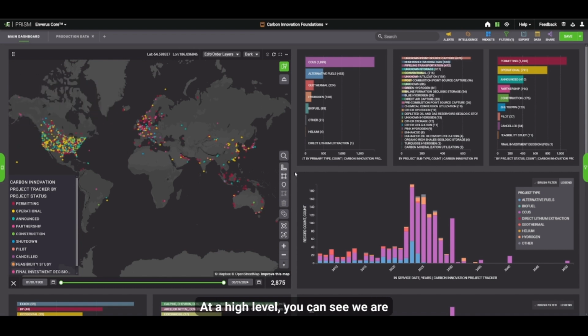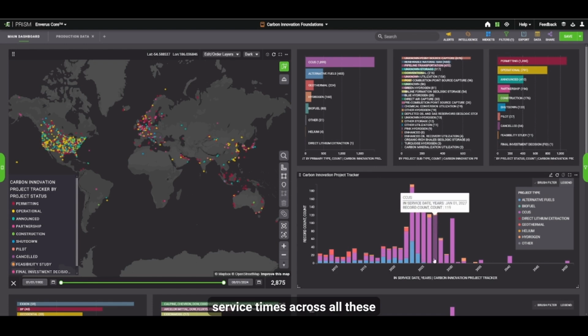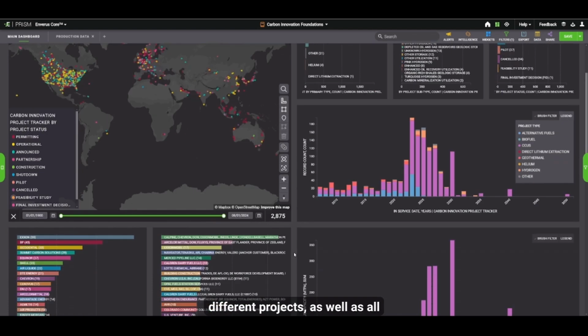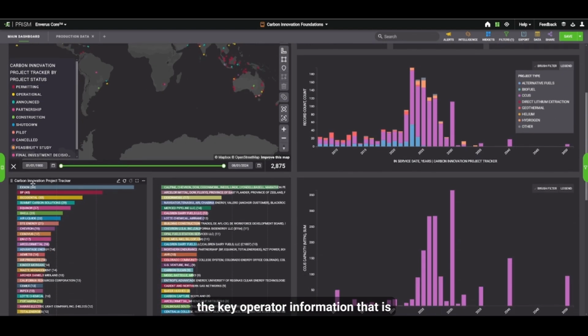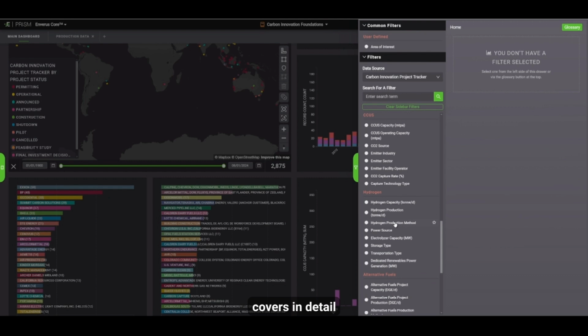At a high level, you can see we are tracking all the key project development phases, the plant and service times across all these different projects, as well as all the key operator information that is cleaned and aliased in an analytics-ready format. We then pull in the technology-specific information for each of these technologies, which covers in detail the different capacities, project throughputs, as well as the methods that are used across these different technologies in these various projects.